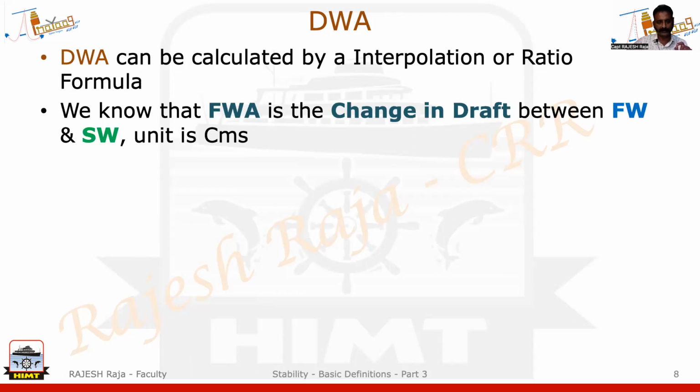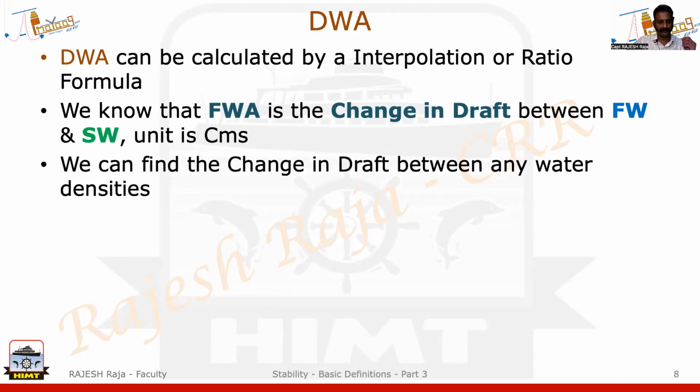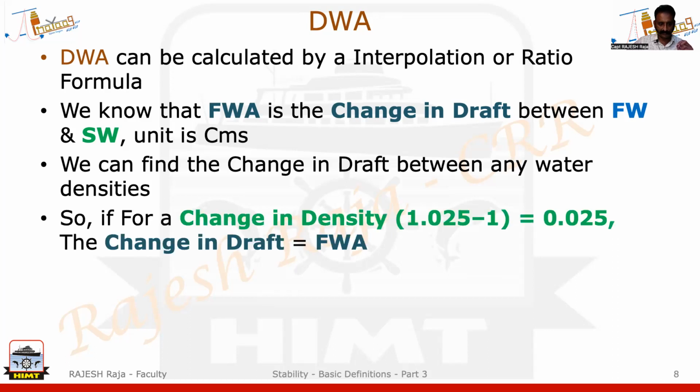Let us see. Freshwater allowance is basically the change in draft between two densities, freshwater and salt water, and let us say the units are in centimeters. Similarly, I can find the change in draft between any other water densities. Freshwater allowance was only between freshwater and salt water, 1 and 1.025. I can calculate the change in draft between any two densities.